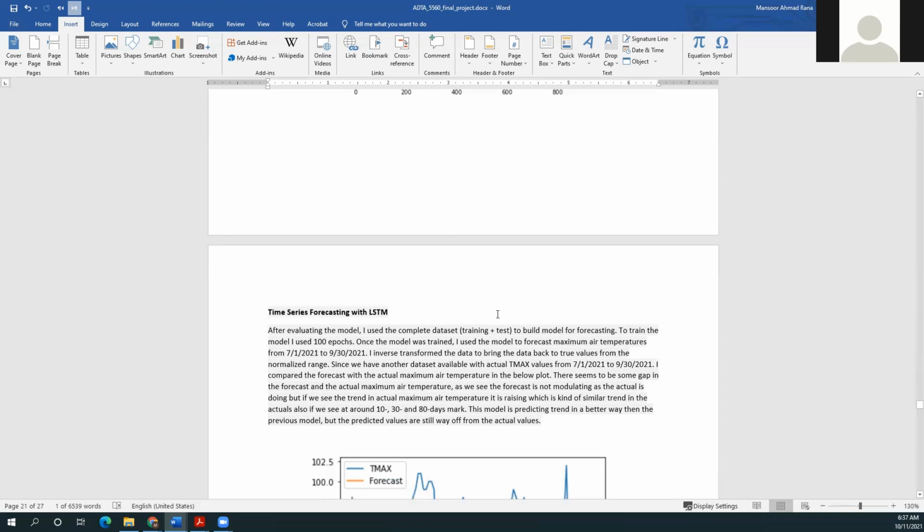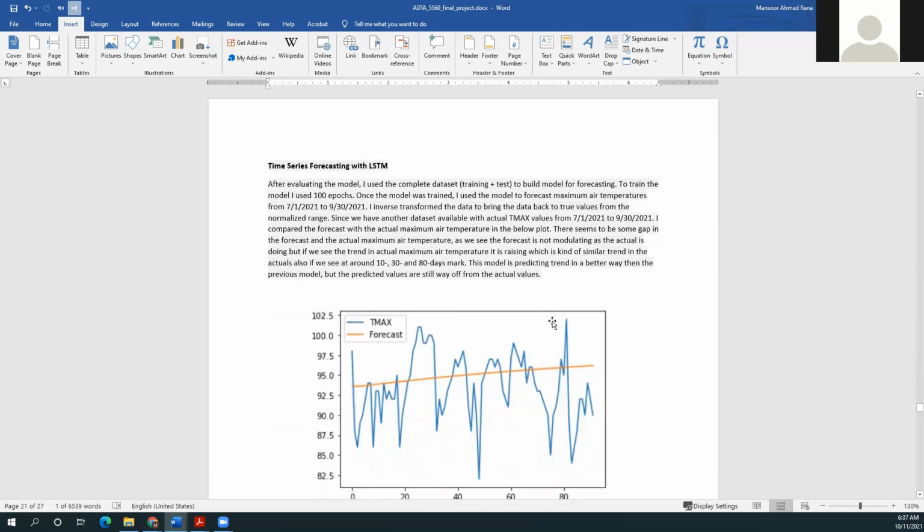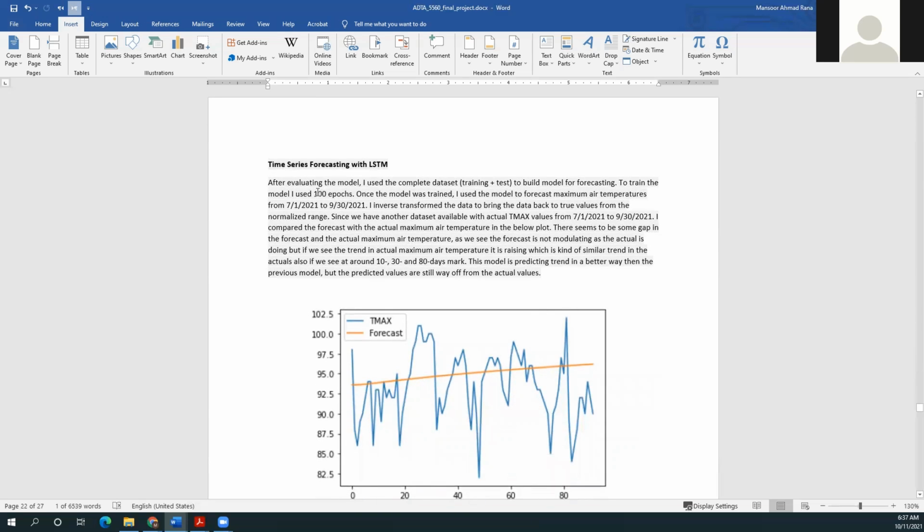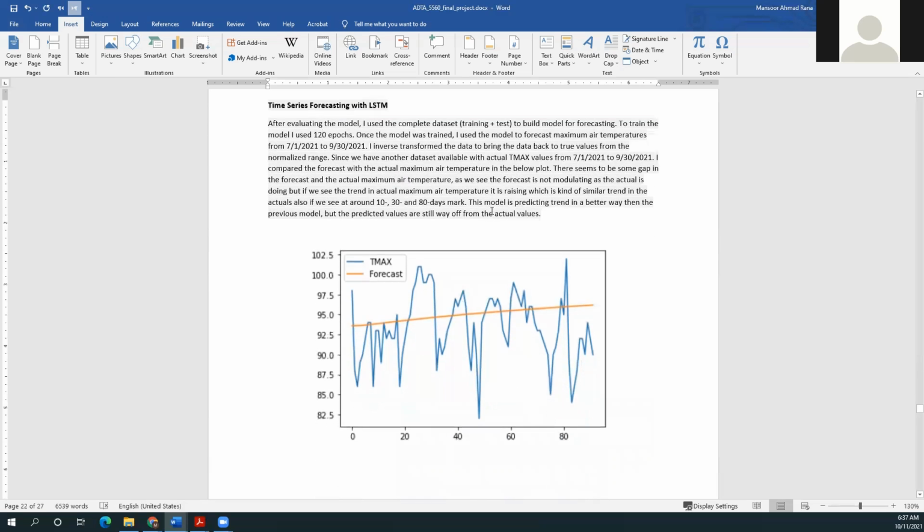We'll use the training plus test data set to build the forecasting model, and we'll use 120 epochs for this one. It will be used to predict the maximum air temperature between July 1st and September 30th. Since the data is normalized, we'll inverse transform it back to true values, and then compare it with the actuals that we get in the second data set, and then we plot it over here.